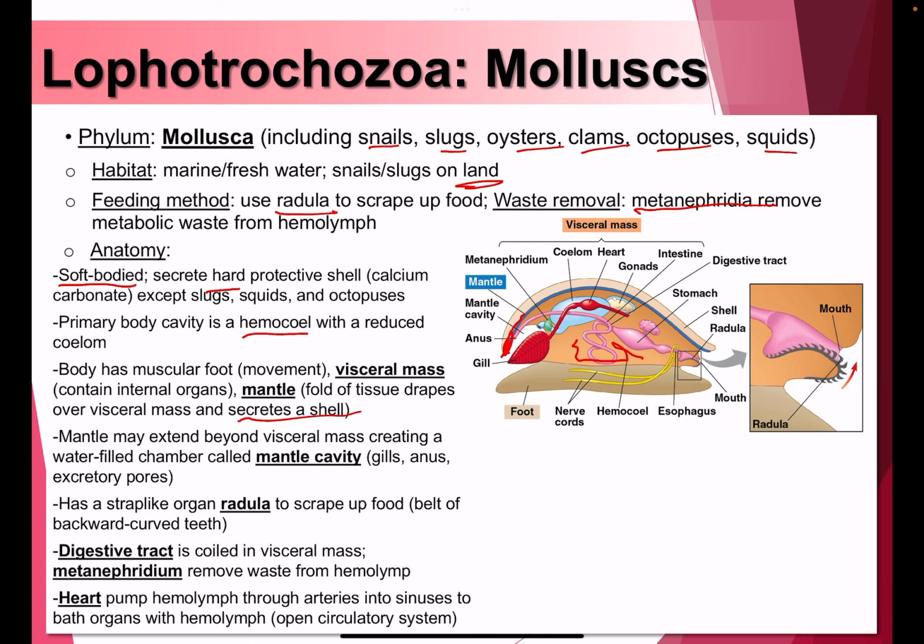So it's a belt of what they call backward curved teeth that will scrape up food into itself, into the digestive tract. So this whole pink coil here is the digestive tract. And it is coiled within the visceral mass itself, and then it is the metanephridium right here that removes waste from the hemolymph.